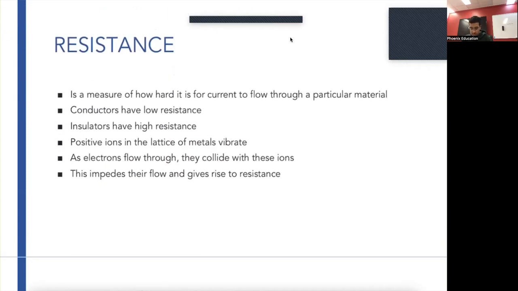So we've looked at current and voltage. Now we're going to look at resistance. Resistance is just a measure of how much the wire actually impedes the flow of electrons. So how hard is it for the current to actually flow through the material? That's all that resistance describes.